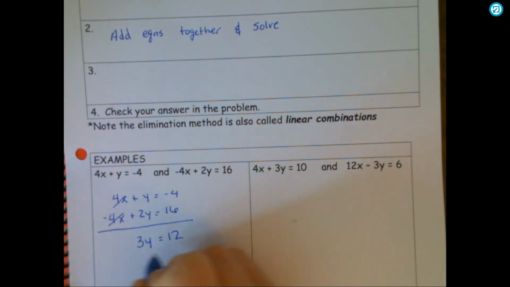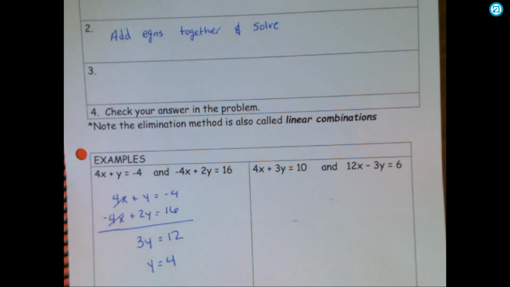Go ahead, solve for it. So you divide by 3. We get y equals 4. Okay, so that's steps 1 and 2.